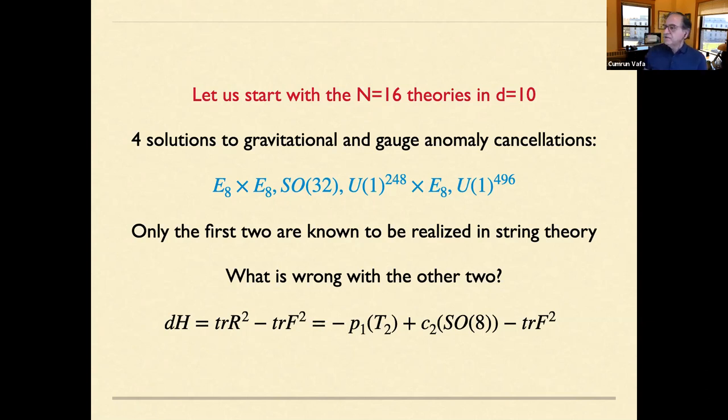So the trace of R wedge R gives you a Pontryagin class along the tangent to the worldsheet, which I denote by T2, and an orthogonal direction to the string, which is SO8, a second Chern class of it. So there are two currents. There's a current also associated with SO8, but also there's another current associated with the gauge group itself. And from this formula, you can read off the anomaly coefficients for the corresponding currents and the central charges on the worldsheet of the string.